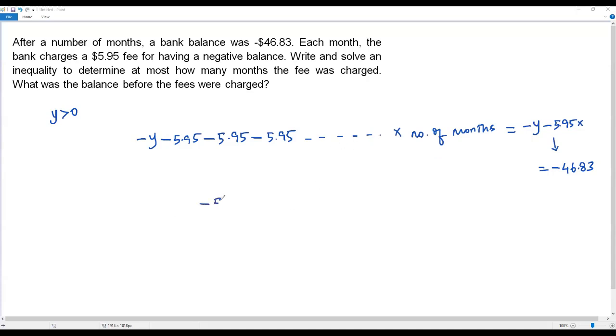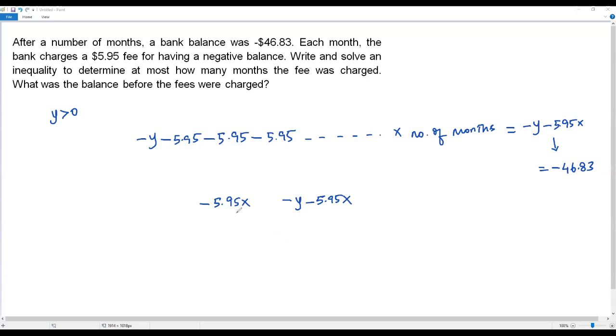Okay, now let me consider the total fee charged by the bank for X number of months. That's clearly 5.95 times X. That's what we have discussed so far. This is the fee for 1 month, and X represents the number of months. When we multiply them, we get the total fee charged by the bank. And after X months, the balance of my account is negative Y, negative 5.95X. Now we have to compare the total fee charged by the bank and the balance of my account after X months. Which one is greater and which one is smaller?